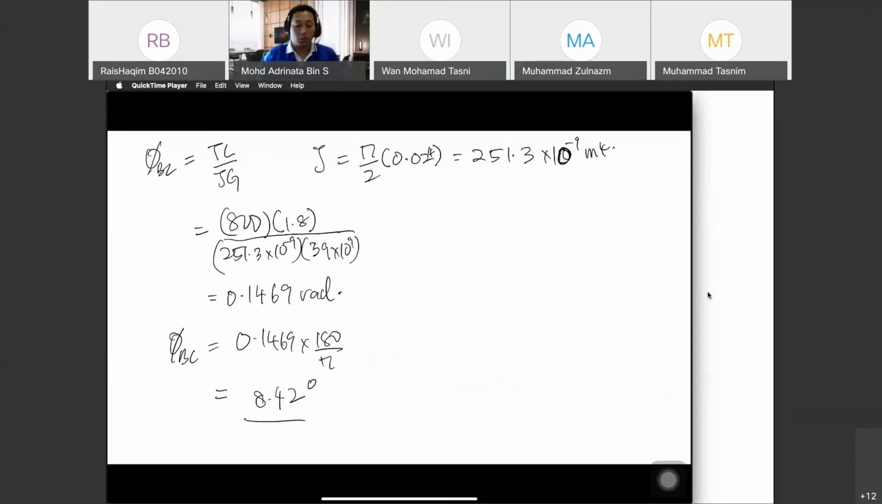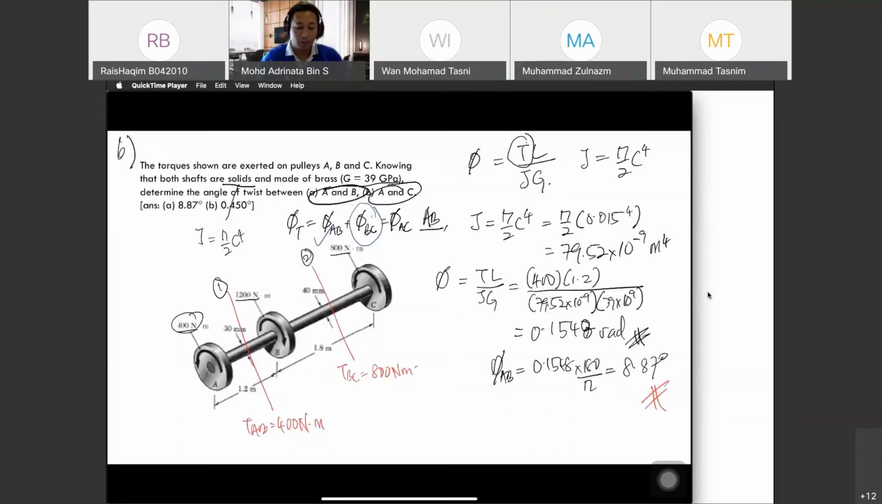Okay, so kalau kita tengok gambar aja, if we look at the figure, okay, so you kena buat free body diagram untuk dapatkan dia punya TAB dan juga kena dapatkan TBC. Okay, so dia akan ada perubahan gaya. Okay, so untuk AB dan BC dia adalah bertentangan. Okay? Dia adalah bertentangan.